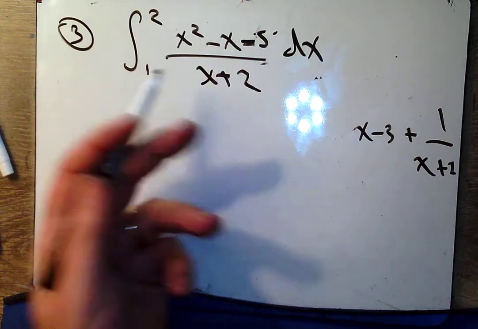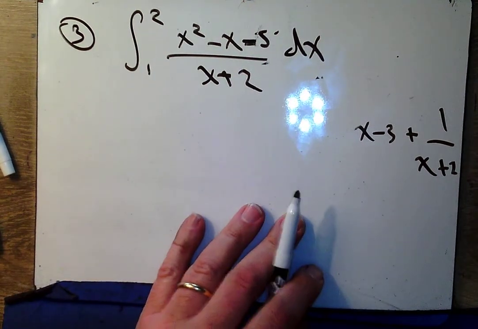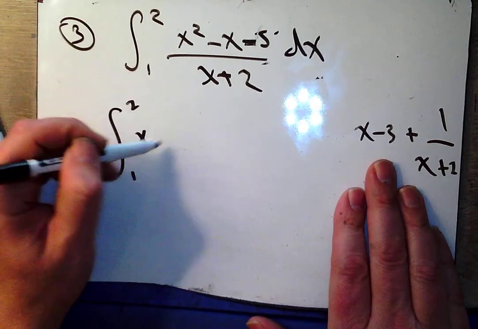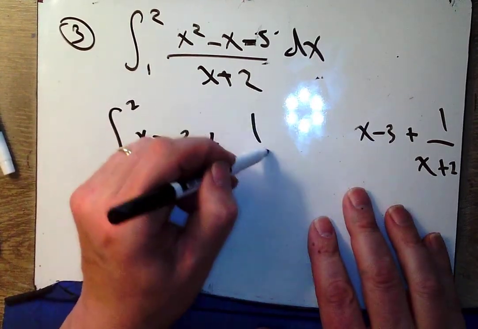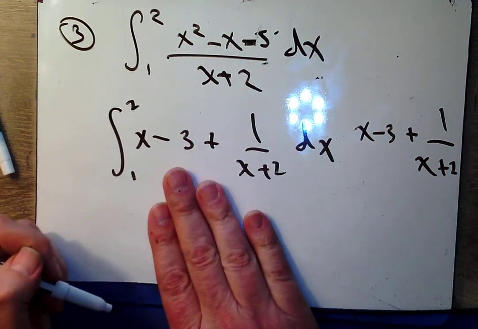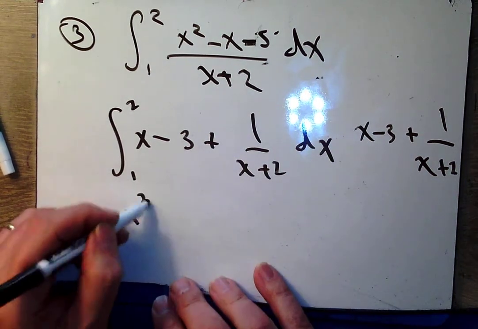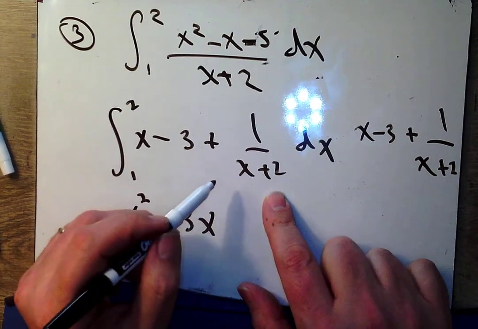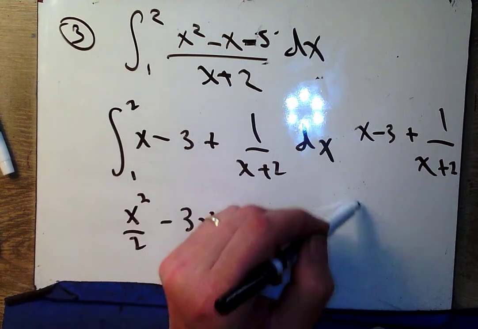This thing that I can't figure out how to integrate can actually, with long division, be rewritten to x minus 3 plus 1 over x plus 2 dx. This should be wicked easy to find the antiderivative of. And this, if you're not sure, it is an ln. You could do a u sub.